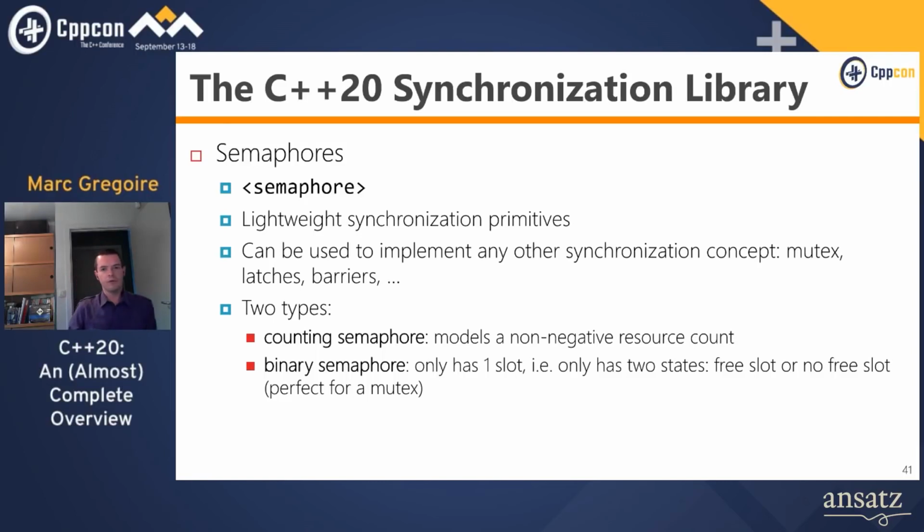C++20 includes a couple of new synchronization primitives, and the first one is a so-called semaphore. That's a very lightweight synchronization primitive. And this one can actually be used to implement almost any other synchronization concept, such as mutex, latches, and barriers. The standard supports two types of semaphores. One is a counting semaphore, and the other is a binary semaphore. For example, a binary semaphore has just one slot, and this slot can either be free or not free, so this is perfect for implementing your own mutex.